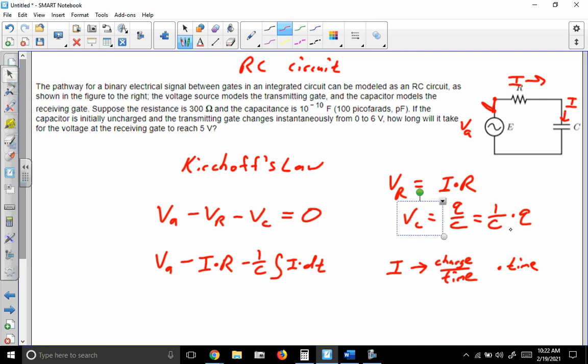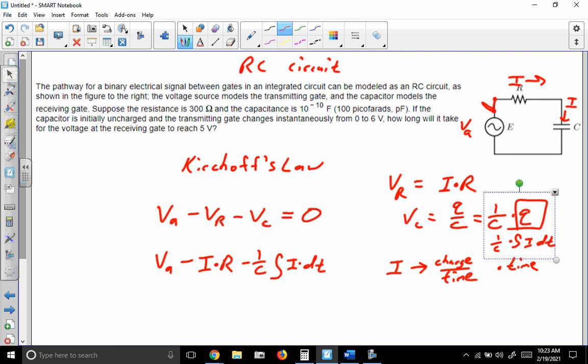So, 1 over C times the integral of I dt gives the charge. Over each little time increment, if we multiply the time increment times the current at that moment, that'll give us how much charge we've accumulated. And remember what an integral does: it accumulates, it adds together. The current is not going to be constant, although it's going to be the same in both pieces.